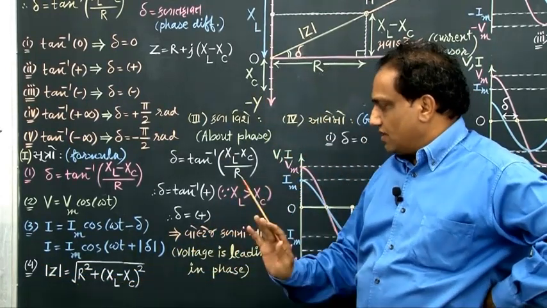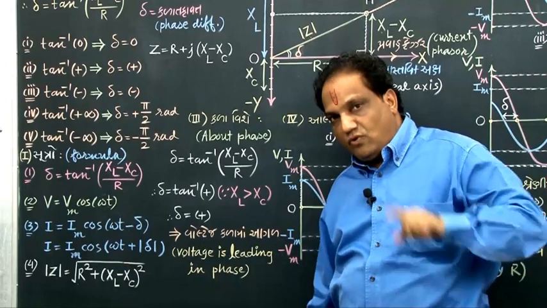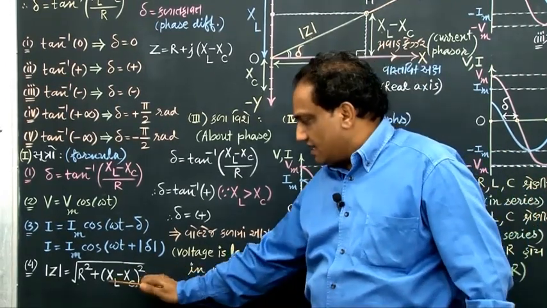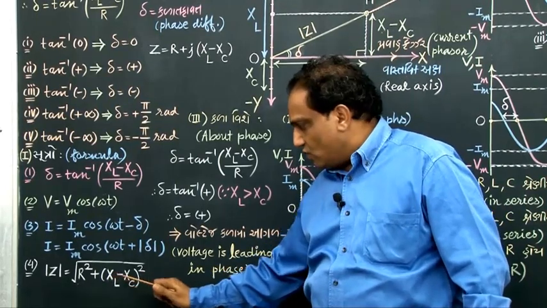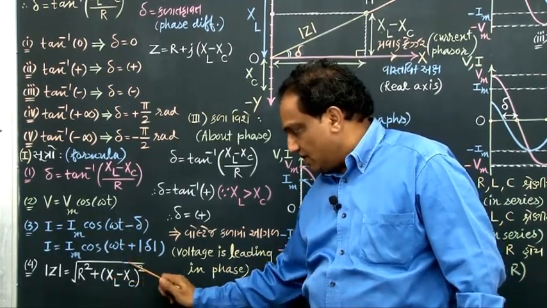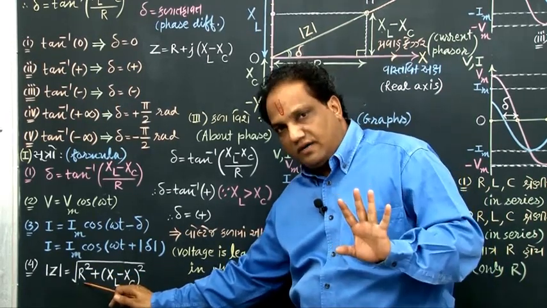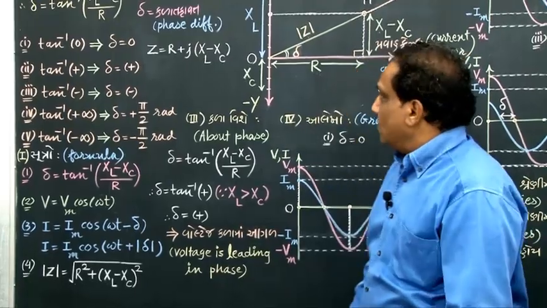Fine. Sorry. In formula number 4, when only resistor is there, and inductor and capacitor are not there, you can take XL and XC, both of them, 0. When these both are 0, this part will be 0. Under root of R square will be only R. Okay, fine.